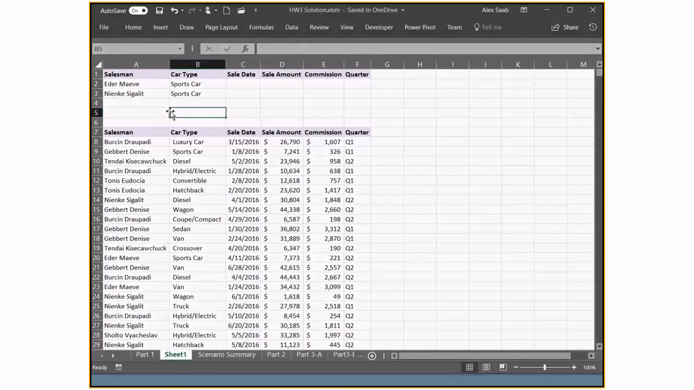For selecting the table in the advanced filter, should we select the whole thing or just the salesman and the car type category? For this one, no, you can select these.